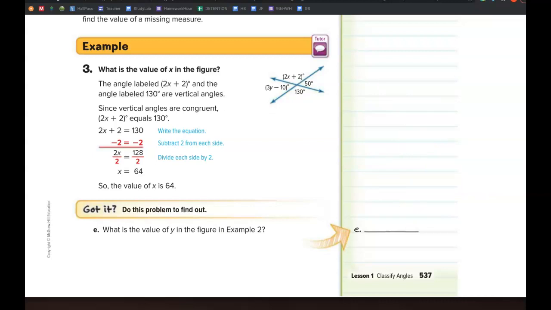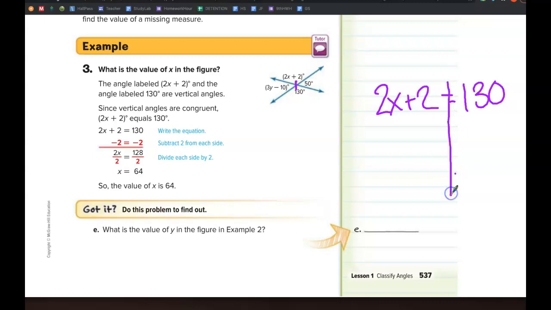It says, what is the value of x in the figure? So if I look at this angle, its vertical angle is 130. So that means that these two angles are what to each other? Congruent, which means equal to each other. So what am I going to set equal to the other? 130. Good. So if they equal each other, I set 2x plus 2 equal to 130.